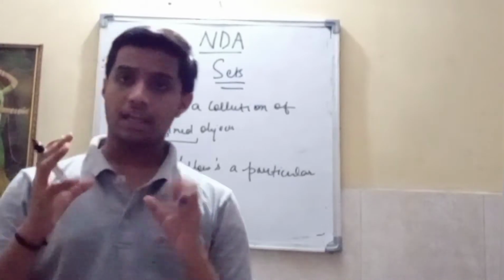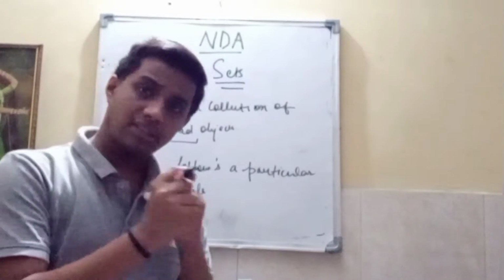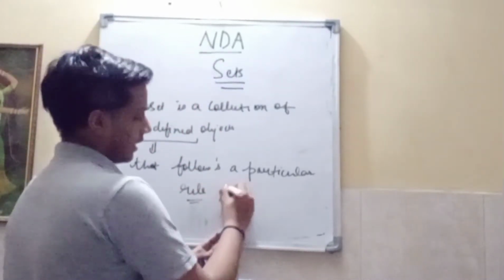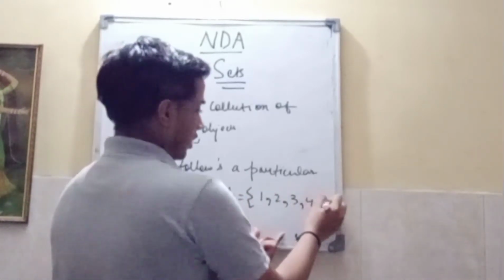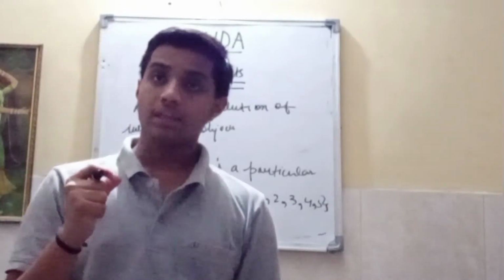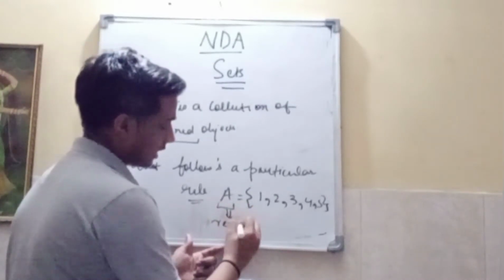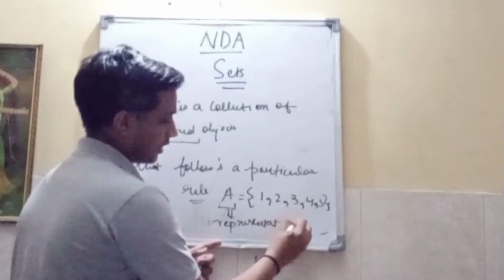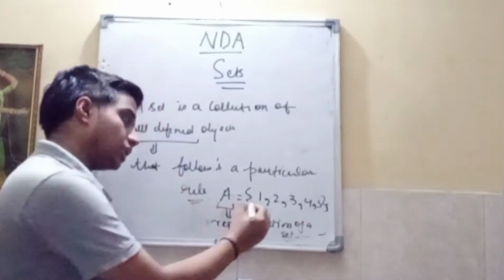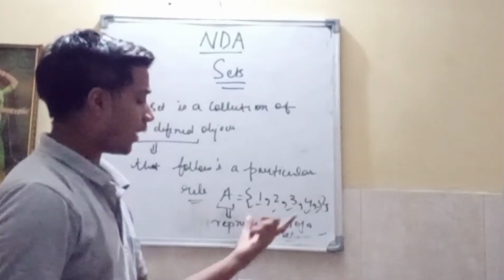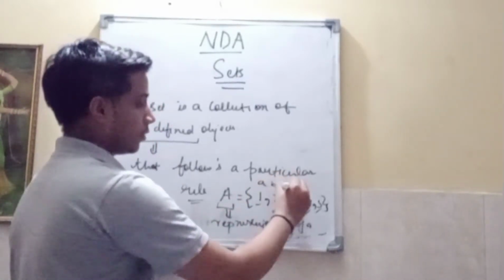This means if there is a collection of numbers and the relation between them is a rule, then it is called a set. A is a set in which the elements are 1, 2, 3, 4, 5. A set is usually denoted by a capital letter. Here, A is the representation of a set. And these are the elements of a set: 1, 2, 3, 4, 5. These are the 5 elements that are present. And usually elements are denoted by small letters, like small a, small b, small c.